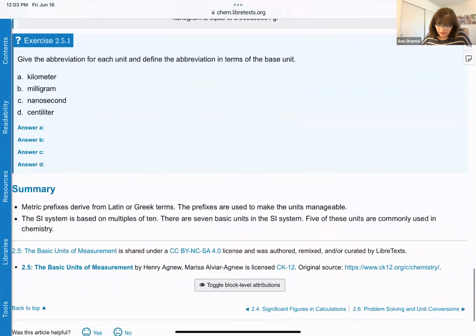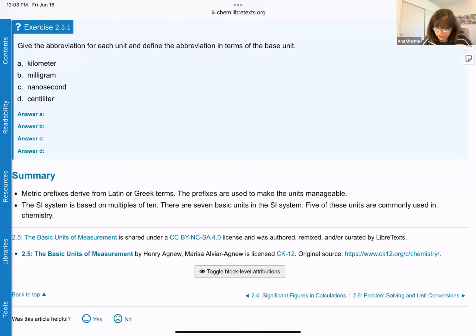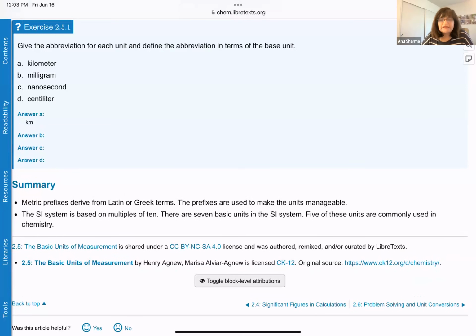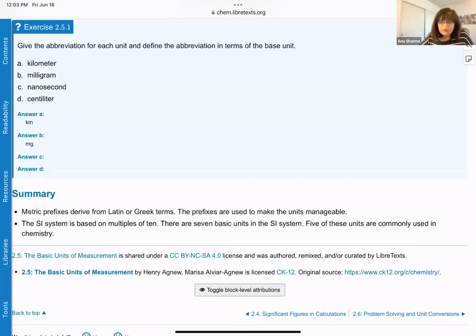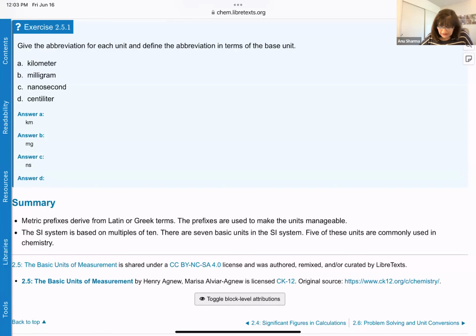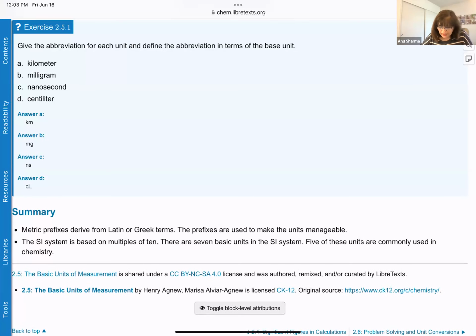So here in this question, they're asking you to give the abbreviation for each unit and define the abbreviation in terms of the base unit. So kilometer, how do you write it? The kilometer is written as km. Milligrams are written as mg, right? Nanosecond is written as ns, small ns, right? And centiliter, centi is c and liter is L, so cL, right? So that's one part. Let's look at the next.